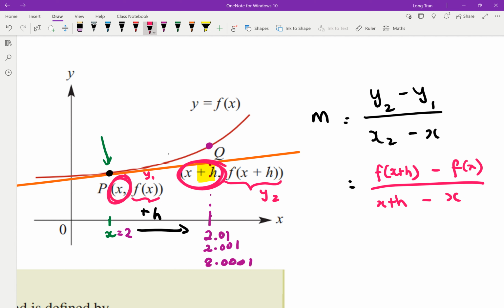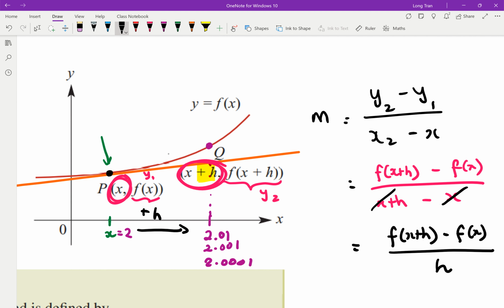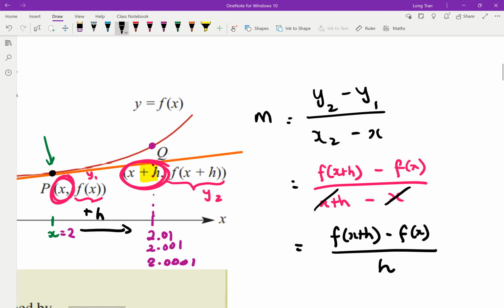All I'm doing is I'm taking y2 minus y1 over x2 minus x1. True? So, if we simplify this, you can see where the formula that you wrote down, or I asked you to write down, starts to come about. You then have f of x plus h, whatever that second y value is, minus the first y value, over, now x minus x cancels out, and you get h. This is what first principles is saying.